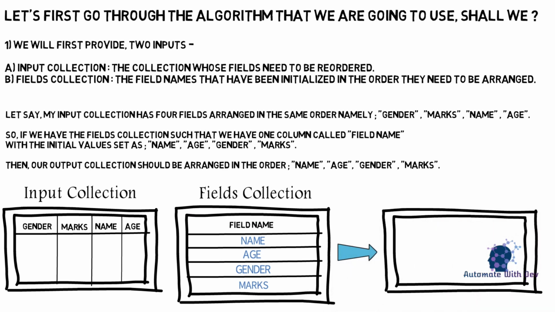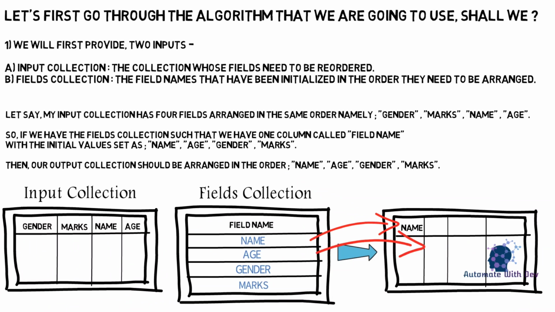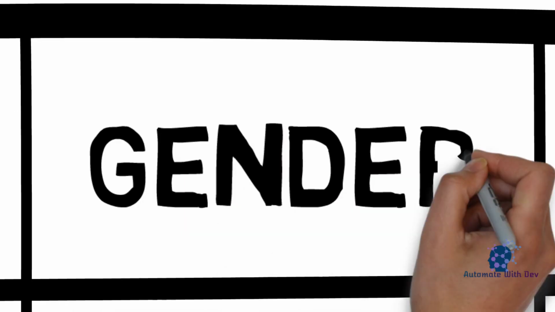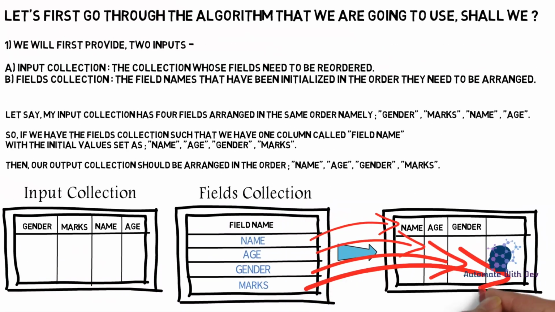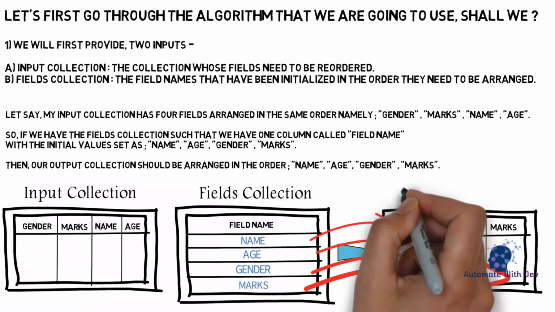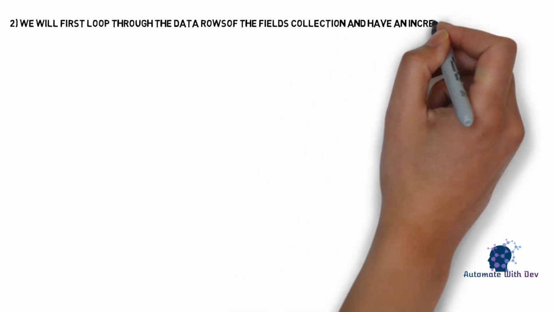Now we will have our output collection once this action is executed, such that it will have 4 columns, so that the first row of the fields collection will be the first column name of the output collection, that is name. Similarly, we will have the second column name as age, third column name as gender, and then the last column name as the last row value, that is marks. So this will be our output collection. So this is what we actually want from our action.